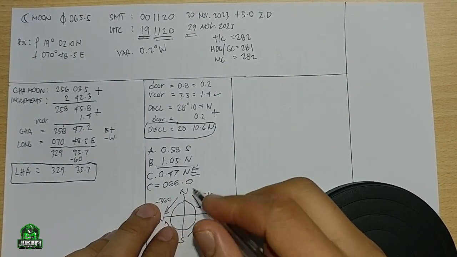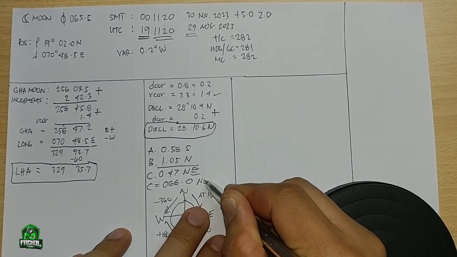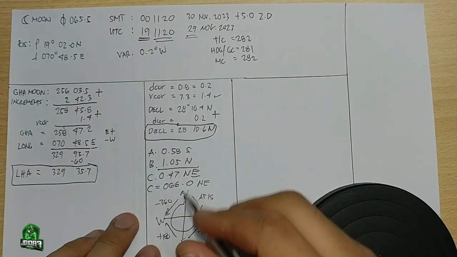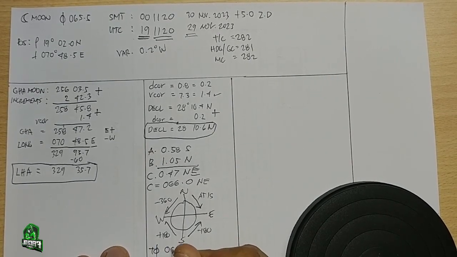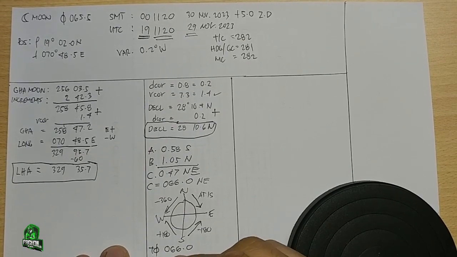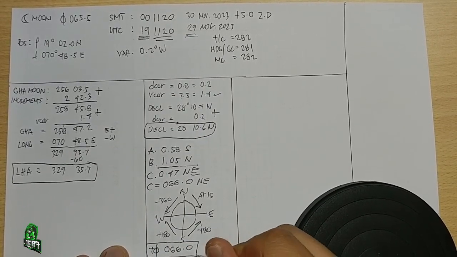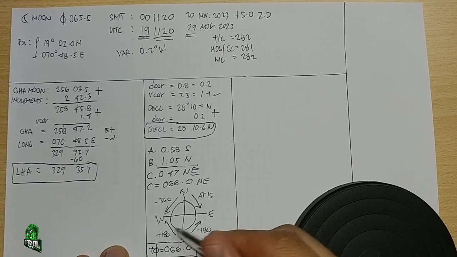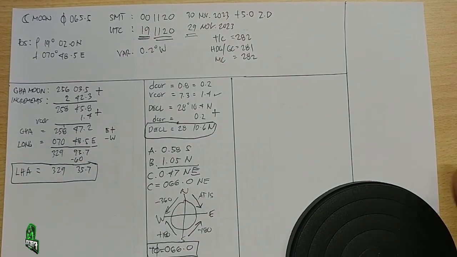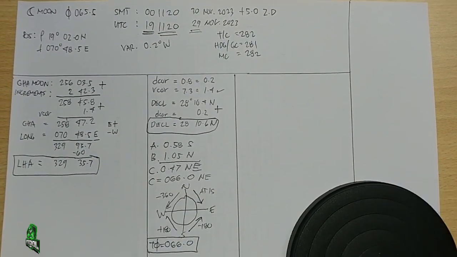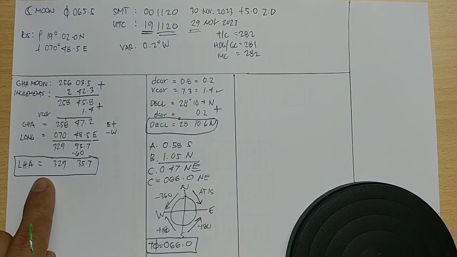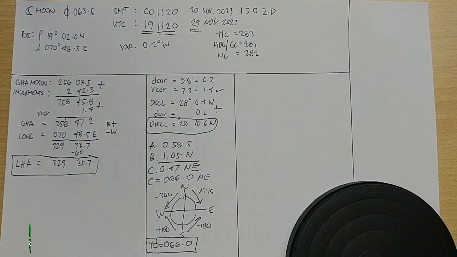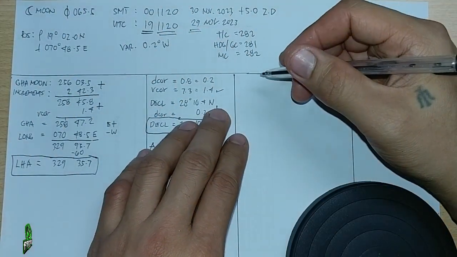So the result, guys, is 066.0. So north is at east, so our true bearing now is 066.0. Now this is our true bearing, guys. Do not add, do not minus, because north is at east. So we have true bearing, we have gyro bearing, and we have LHA and declination. So all we need is the true bearing only. Now we solve, guys.